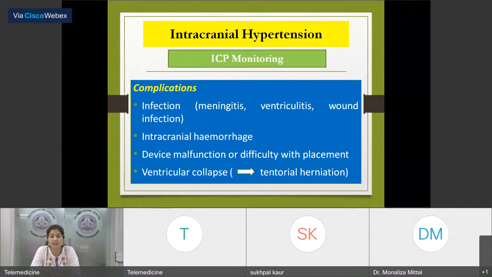There are also chances of intracranial hemorrhage, because if it accidentally ruptures any artery or vein, it can lead to hemorrhage. It can lead to device malfunction or difficulty with placement. And sometimes, because the EVD is placed in the ventricles, it can lead to ventricular collapse, which can result in a very major complication, tentorial herniation. What is herniation? We will be discussing that in the coming slides.